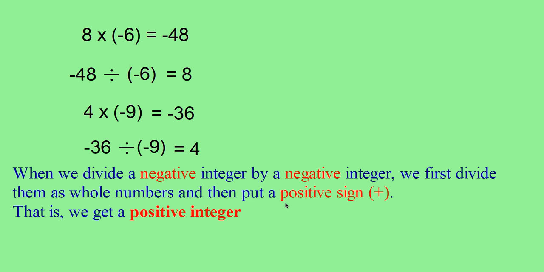So, the rule is like multiplication only. When we multiply different signs, you are getting the product sign as negative. Here also, when we divide different signs, the quotient also will be negative. When we multiply same signs, we are getting positive as a product. Here also, when we divide numbers with the same sign, we are getting a positive integer as the answer.